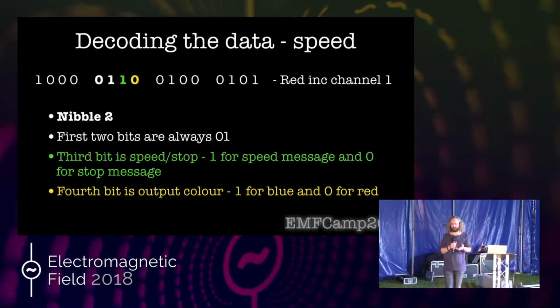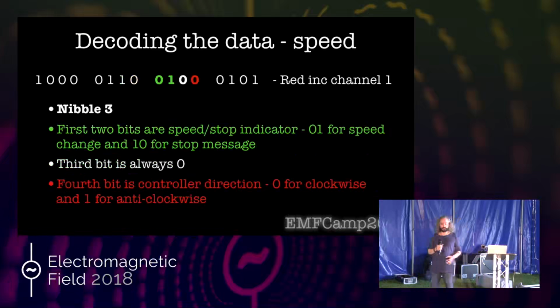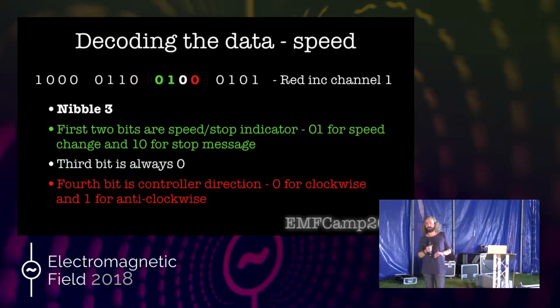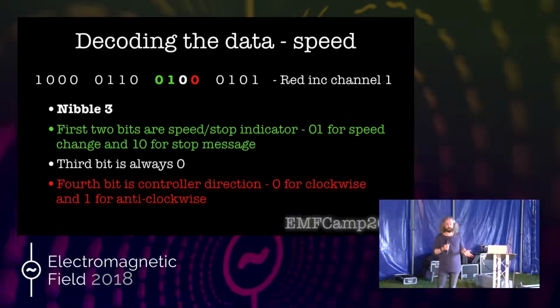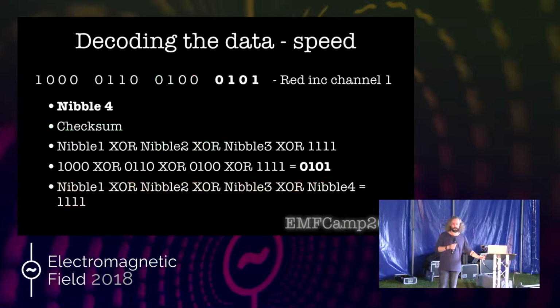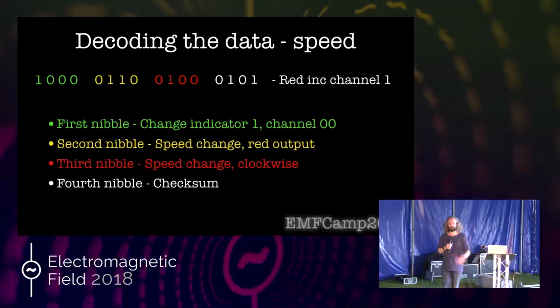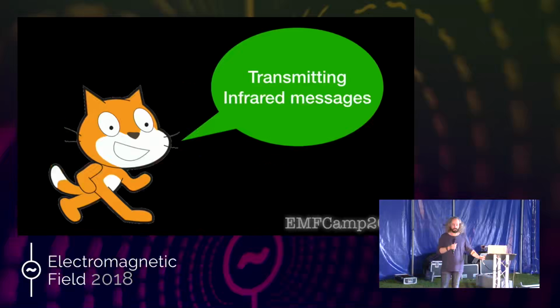And the fourth bit tells you which channel, red or blue. The third nibble again tells you if it's a speed change or a stop message. I don't know why they doubled that up, but they did. And the fourth bit tells you which direction that controller's going in, clockwise or anti-clockwise. And then the last nibble is a checksum, exactly the same as before. So that's just to clarify, just to show it off.